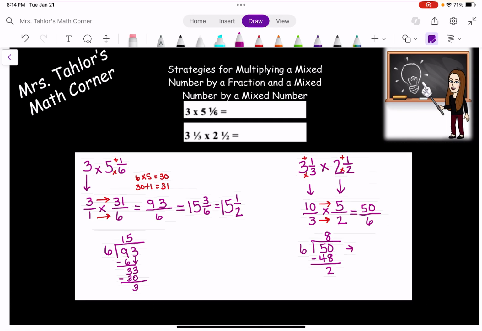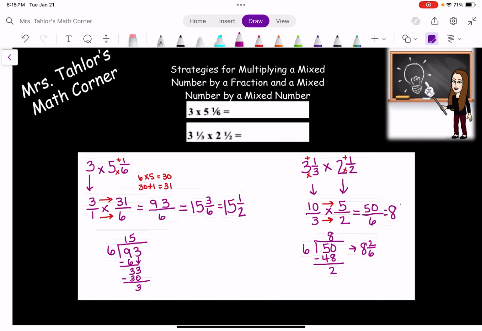That gives me 8 2/6. But I know that I can simplify that because 6 is divisible by 2. So 2/6 is the same as, 2 divided by 2 equals 1, and 6 divided by 2 equals 3. So 8 2/6 is the same as 8 1/3 when it's reduced. So my final product is 8 1/3.